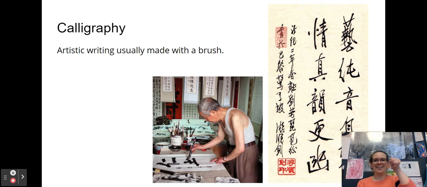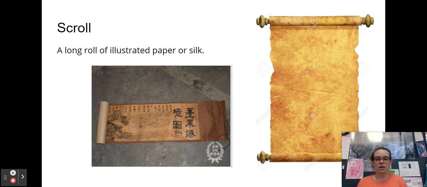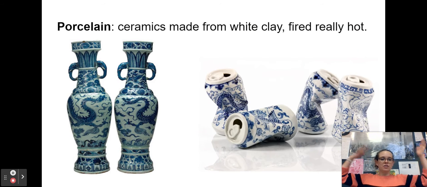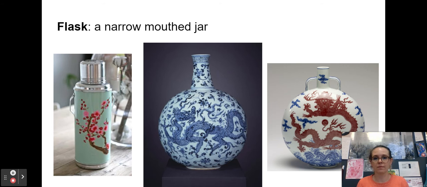Get your brush ready. Calligraphy: artistic writing, usually made with a brush. Scroll: a long roll of illustrated paper or silk. Porcelain: ceramics made from white clay fired really hot. And a flask is a narrow-mouthed jar.